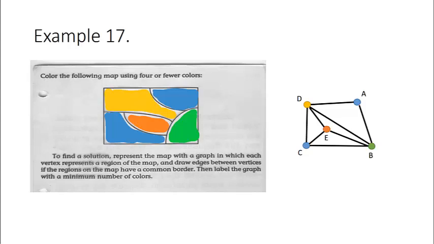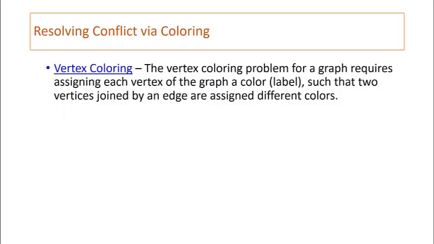So we do have a valid map coloring. Great, don't worry, we're going to do more examples in just a moment. First, some terminology.